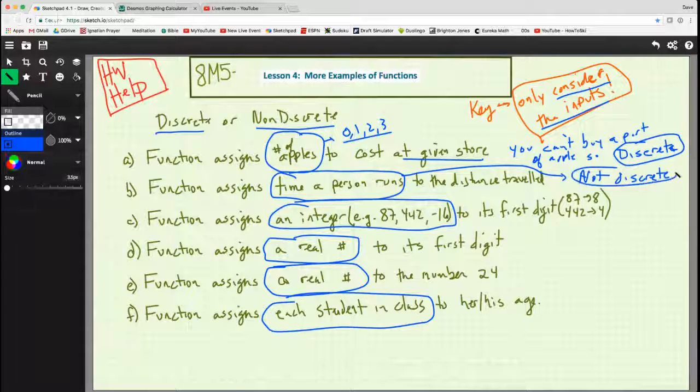So that's not discrete. Now here, a function that assigns an integer to its first, don't even worry. On this one, I don't even worry about what the function does. I just say the input is an integer, right? So if the input's an integer, it's here, it's here, it's here. So if the input can only be an integer and no part of an integer, it has to be discrete. Okay. On the other hand, if the input is a real number, it's always not discrete.